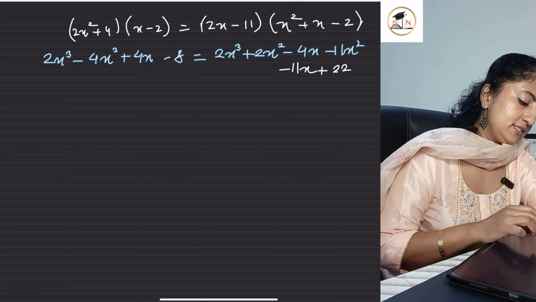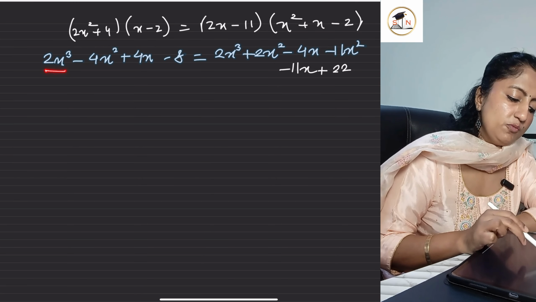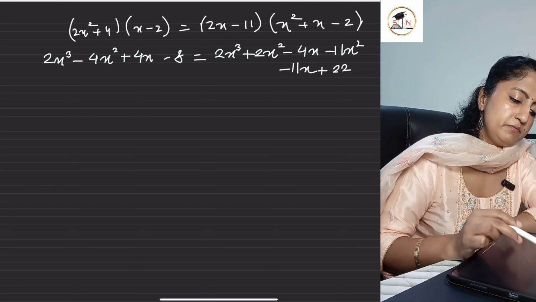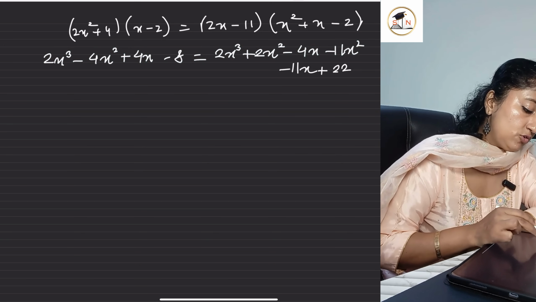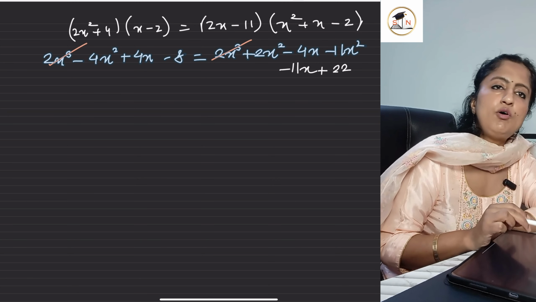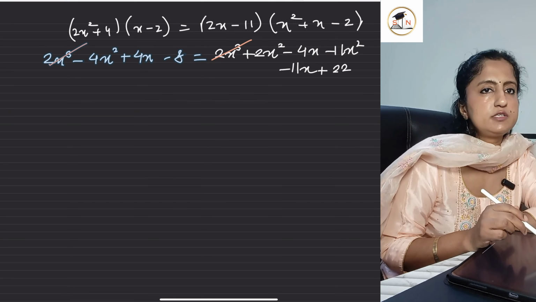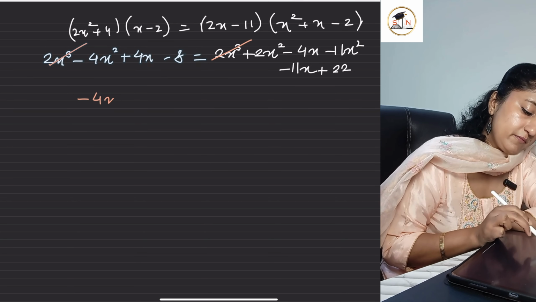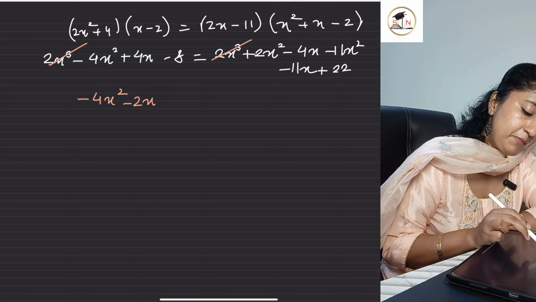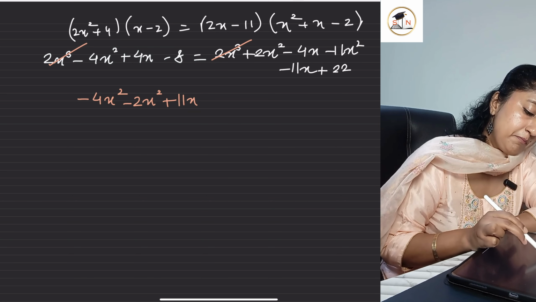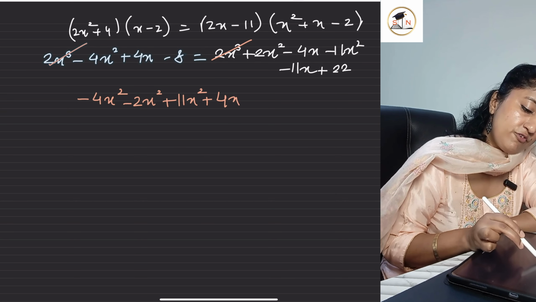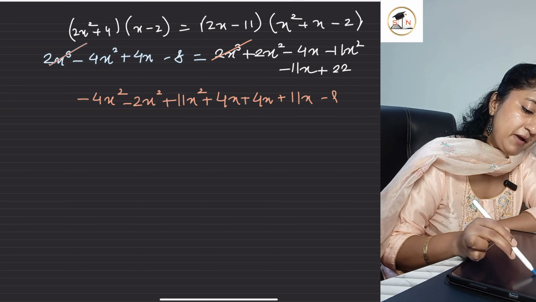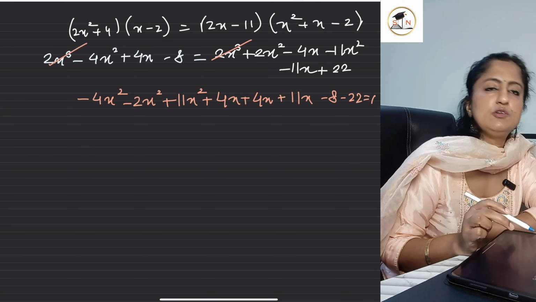Okay. And what we can see, we can get rid of 2x cube and that makes it actually quadratic. There should not be any cubic term, right? So cancelling out 2x cube. Now we will collect all the like terms together and quickly reduce it into the standard form. So we have minus 4x square minus 2x square plus 11x square plus 4x plus 4x plus 11x minus 8 minus 22 equals 0.